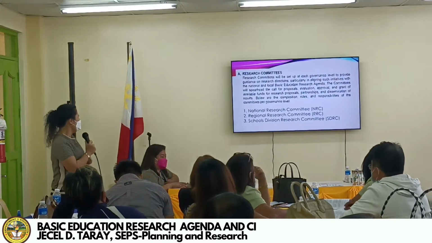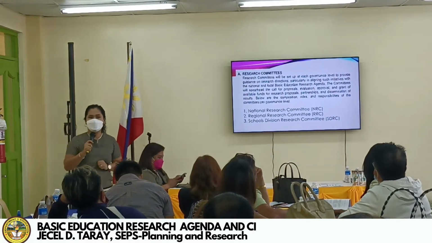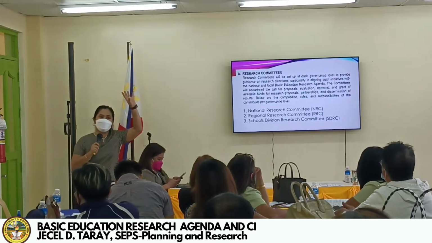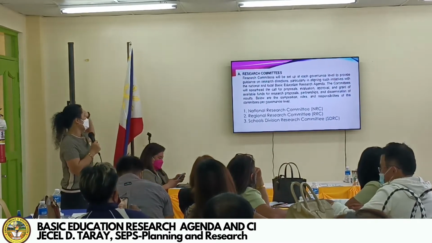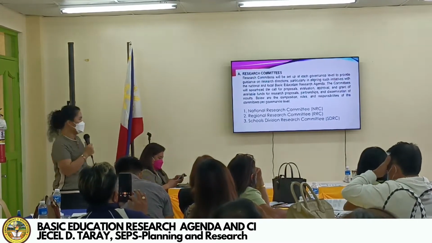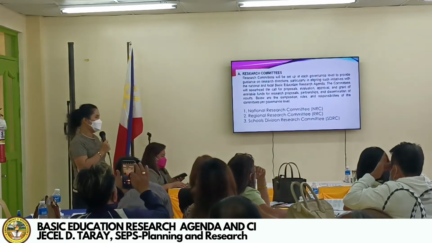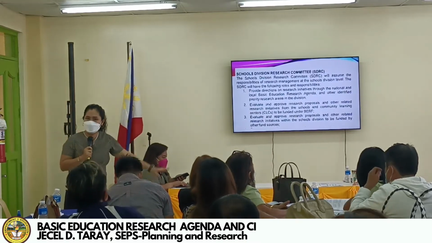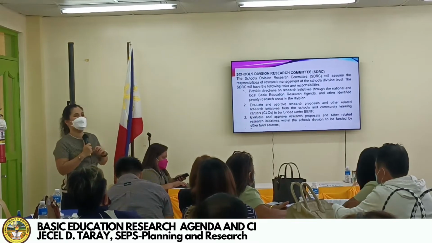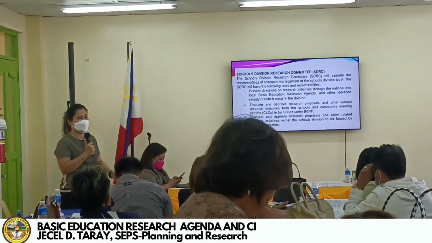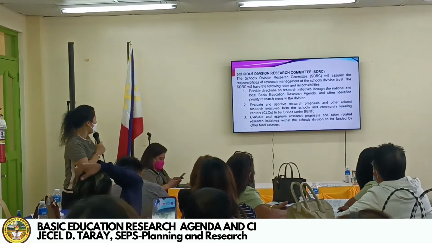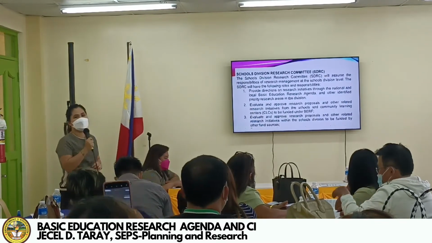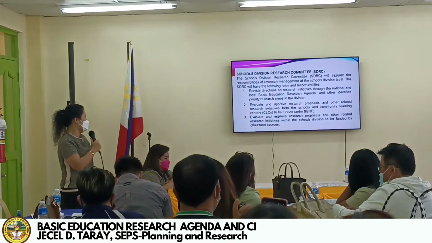Next. In the research management guidelines we see the research committees: the National Research Committee, the Regional Research Committee, and in our division, the Schools Division Research Committee, or SDRC. The national, regional, and division levels each have different functions, roles, and responsibilities. Let's look at the Schools Division Research Committee roles and responsibilities. We provide direction, and we evaluate and approve research proposals.